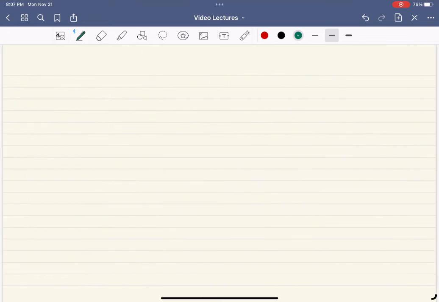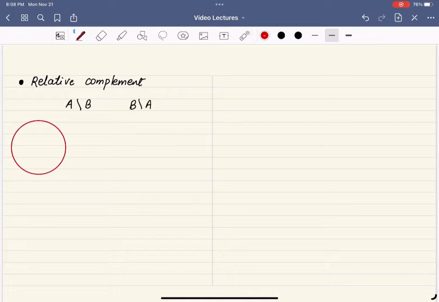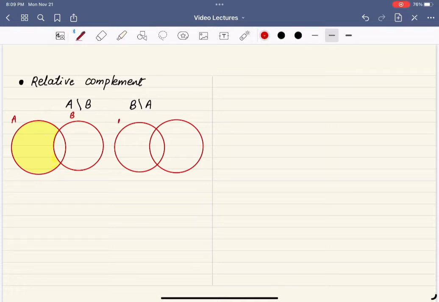Alright, let's investigate the next operation. Next operation would be relative complement. And we want to see that given two sets A, B, whether A minus B is equal to B minus A. Again, with the help of a Venn diagram, we see that A minus B is given by this area right here. You consider all the elements of A that do not lie in B. What will be B minus A? It will be all the elements of B here that do not lie in the intersection. And we can see that they are not equal. So relative complement is not a commutative operation.